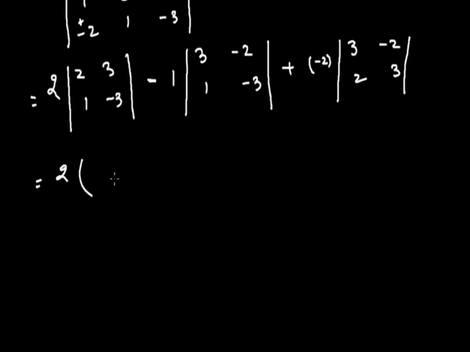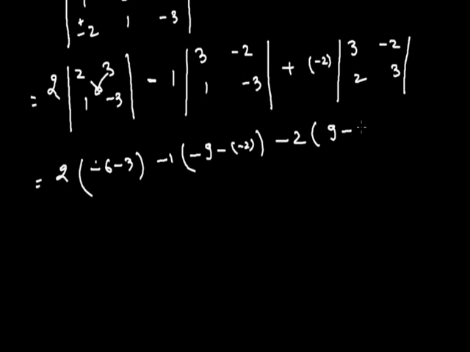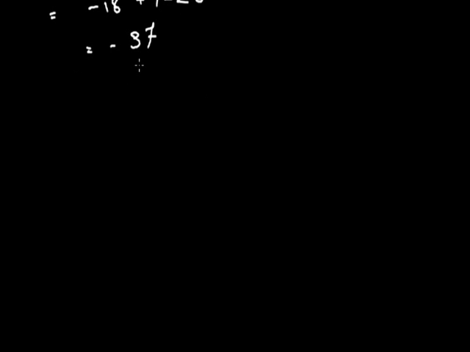Let's see: 2 into -3 is -6, minus 3, so -6 -3, minus 1 times (3 into -3 is -9, minus of -2), then plus (-2) times (3 into 3 is 9, minus -2 into 2 is -4), so 9 minus of -4, so we get -18 plus 7 -26. So in the result we get the answer -37.